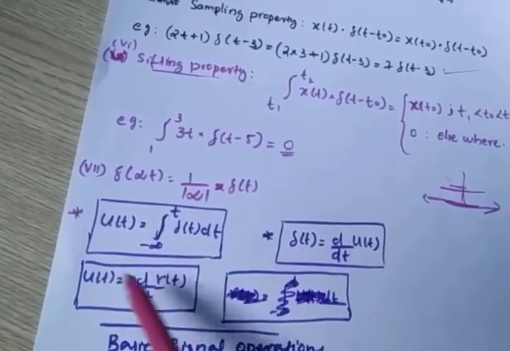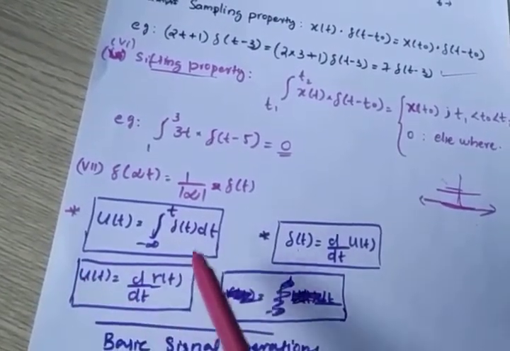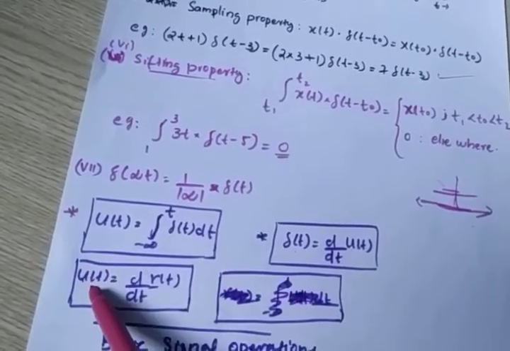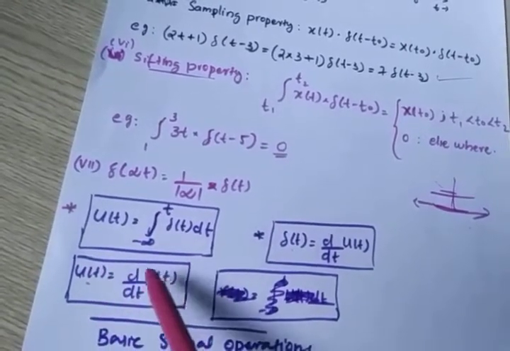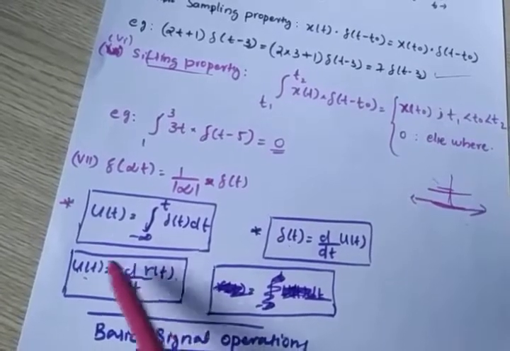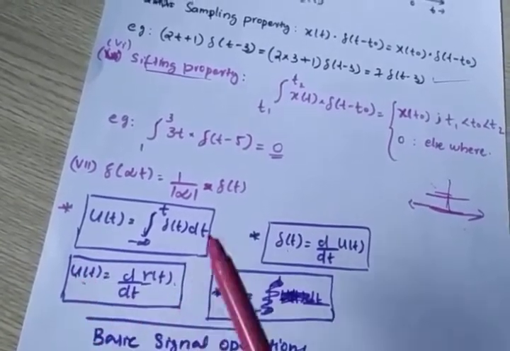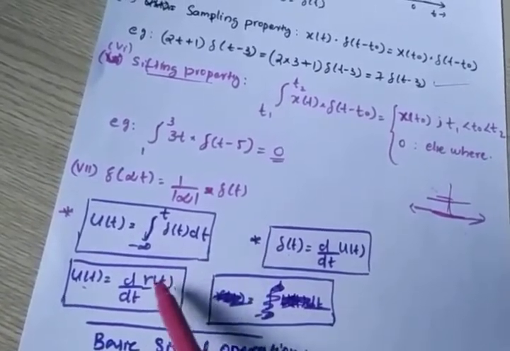If you differentiate ramp, you will get step. If you integrate the step, you will get a ramp. Just the reverse: how to find the ramp signal r of t? You just integrate the step signal, you will get ramp. If you differentiate the ramp, you will get step.